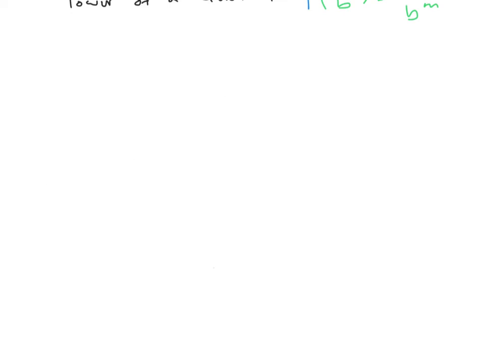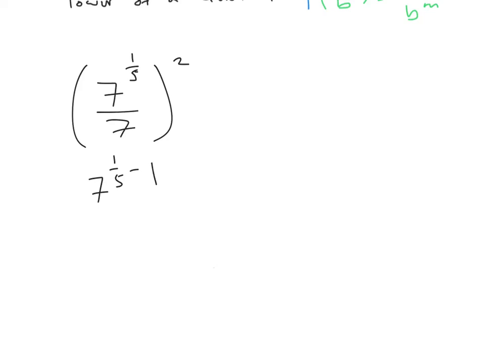Let's try this one. Let's do 7 to the 1/5 power divided by 7, and then squared. So this right here, the first thing we have to do is the quotient property, okay? And yeah, the quotient of powers. And what that's going to require me to do is subtract. So I have 7 to the 1/5 minus 1, right? 7 to the 1/5 minus 1, and then this is all squared.